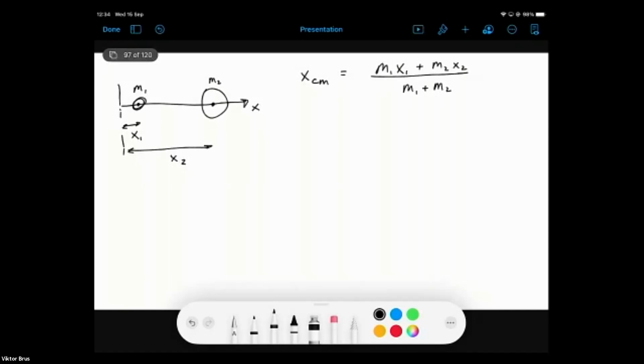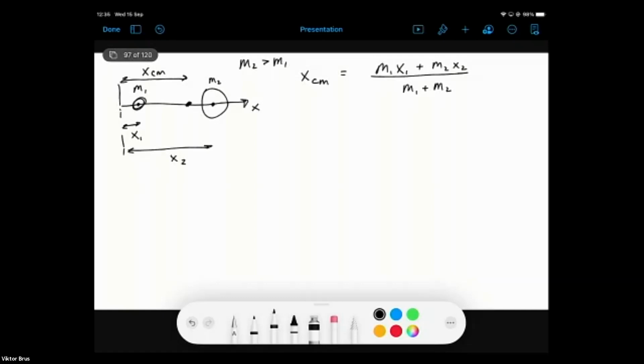So let's say if M2 is larger than M1, obviously the center of mass coordinate, X center of mass, will be located closer to the second body than to the first body, because more mass of the system within this configuration will result in the center of mass being closer to the heavier body.